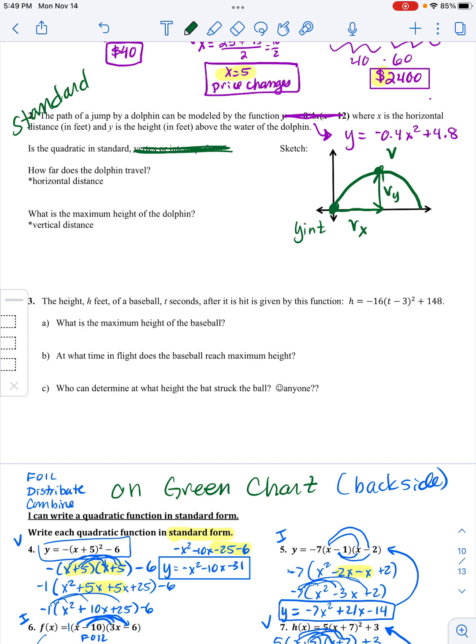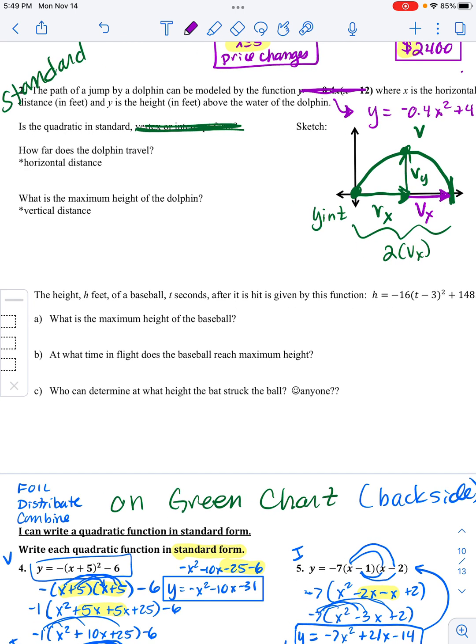And then you know that how far this is going to be is 2 times the X part of the vertex, because your vertex takes place halfway. So, like we talked about in class, if it takes that long to go up, it's going to take that long to go down. So I'll double that value to find out how far it goes altogether. So we need to find all those things. So let's start looking for the pieces that we know.